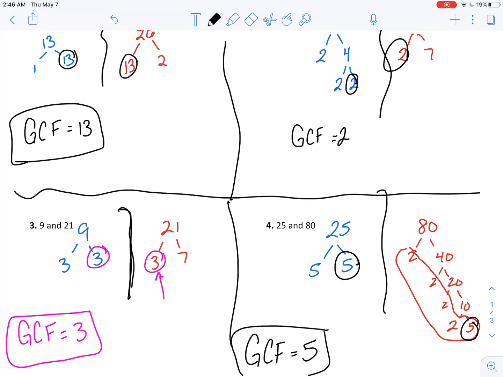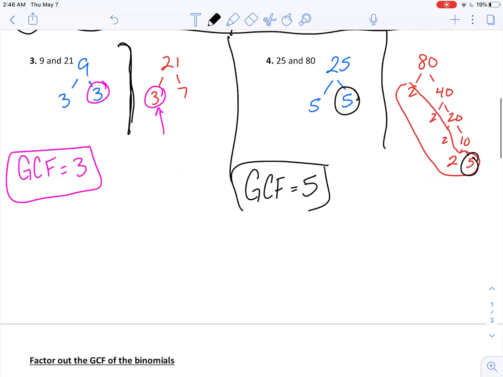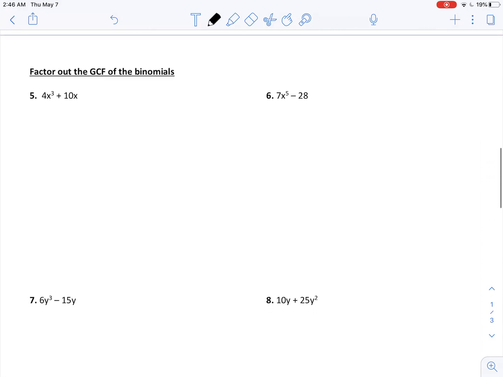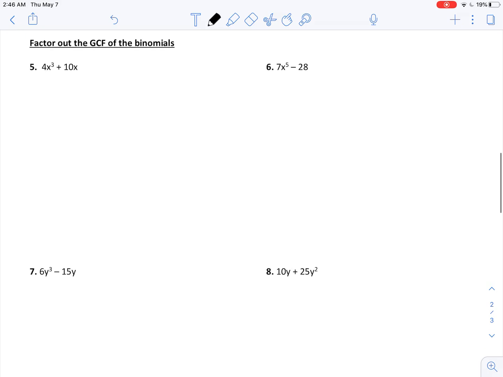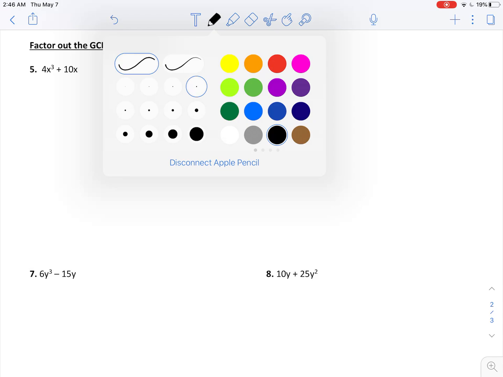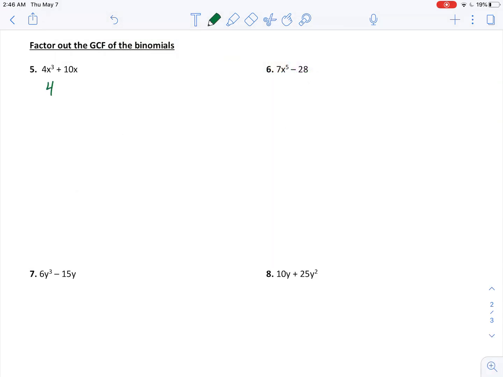Okay, so we haven't had to do any multiplication yet, but I'm sure we will in a minute. So let's look at our factoring out binomials. Now number 5. Again, we want to factor out the greatest common factor, so we're going to find that GCF first. So first things first, we're going to find the greatest common factor of our two coefficients, these two numbers out front here.